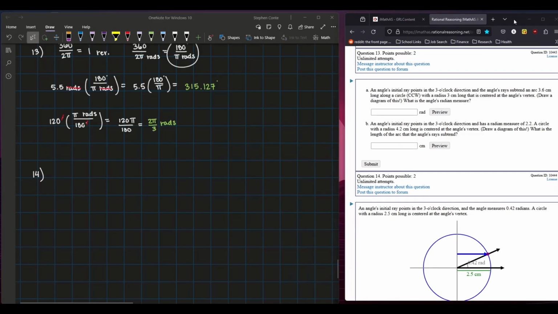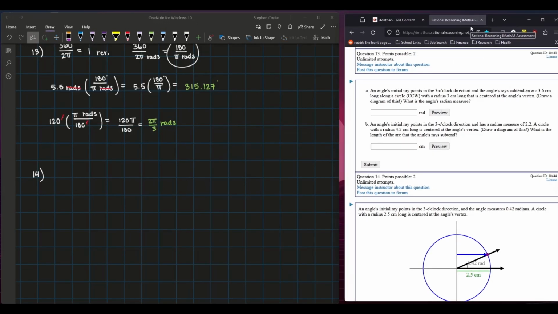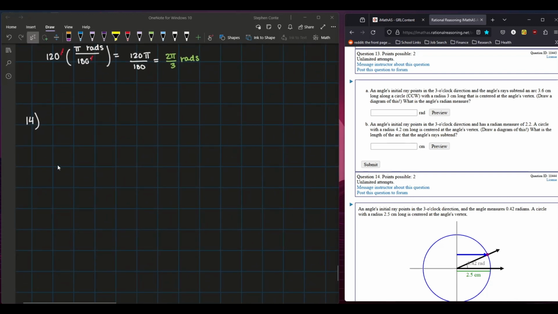Okay. Alright, let's move on to question 14. So let's draw a picture for A and B. The initial ray points in the 3 o'clock direction, so we can make the initial ray, right? And the angle's ray subtends an arc that's 3.6 centimeters long along a circle, counterclockwise, with a radius of 3, centered at the angle's vertex. So I'm just going to make some random angle, right, because I don't know what the angle is. We're going to solve for it, but I'm going to make some random angle, and then we can make a circle.